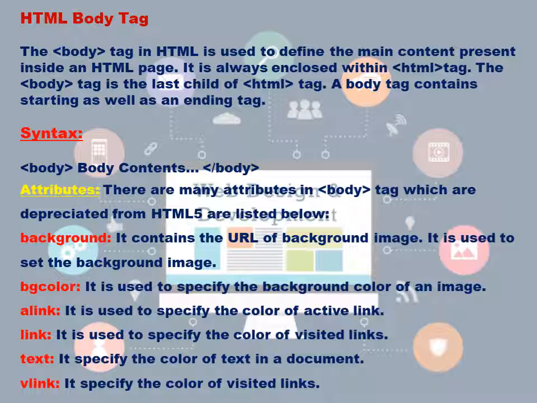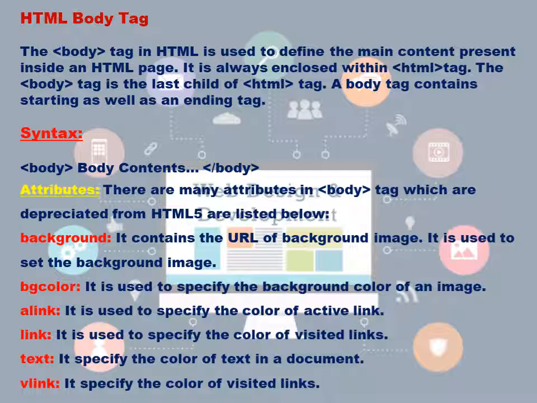As we know, the first tag we are going to write is the HTML tag. The body tag is enclosed between the opening of the HTML and the closing of the HTML tag. The body tag is the last child of the HTML tag. A body tag contains a starting as well as an ending tag, so we can say that it is a pair tag. Now we see the syntax: the body tag, then the content of the body, and the closing of the body.